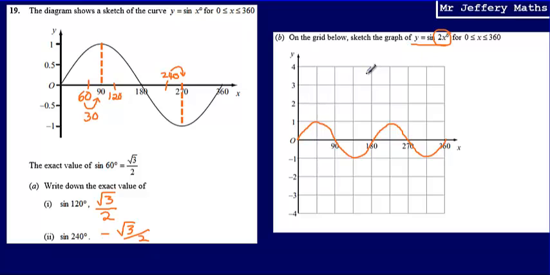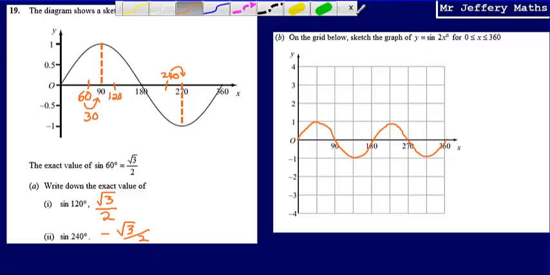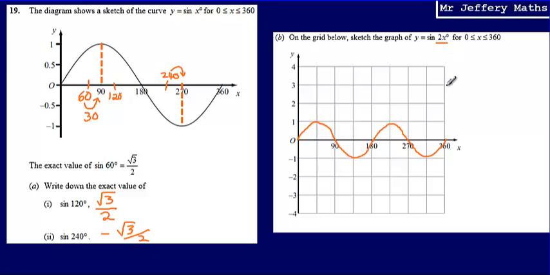Final thing to say here is that when we see a transformation of the sine graph, what we need to look out for is where the change has happened. The change has happened to the x, and so that affects its frequency. If we had, for example, y equals 3 sine x, then that would affect the amplitude or the height of the peaks. It would just mean that the peaks have been multiplied by 3.